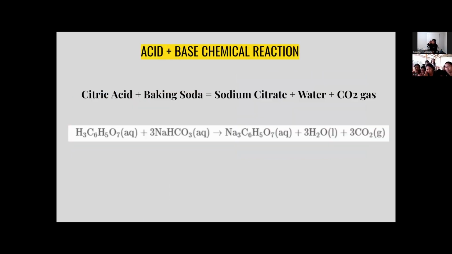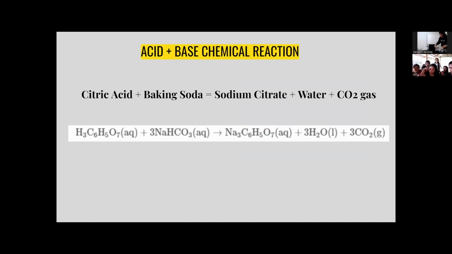This is the reaction that we're going to be doing today. This is the chemical reaction of citric acid and baking soda. What happens in this acid-base reaction is that sodium citrate is formed, water is also formed, and carbon dioxide gas is formed. So there are 3 products that are formed.